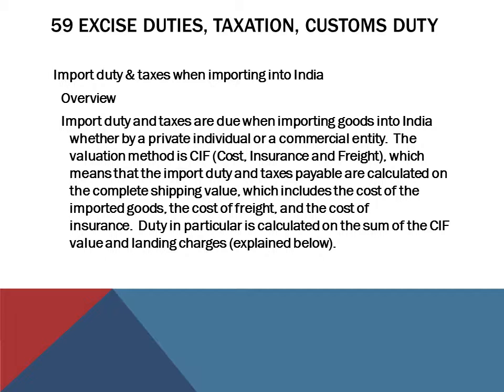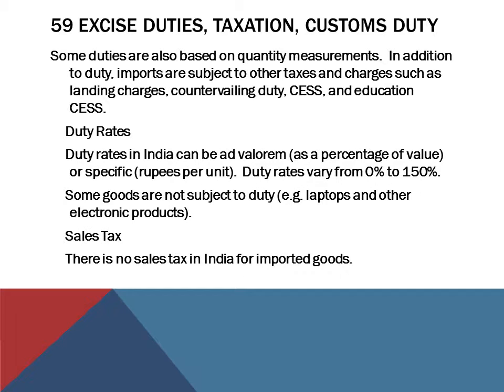The valuation method is CIF, cost, insurance and freight, which means that the import duty and taxes payable are calculated on the complete shipping value, which includes the cost of the imported goods, the cost of freight, and the cost of insurance. Duty in particular is calculated on the sum of the CIF value and landing charges. Some duties are also based on quantity measurements. In addition to duty, imports are subject to other taxes and charges such as landing charges, countervailing duty, cess, and education cess.